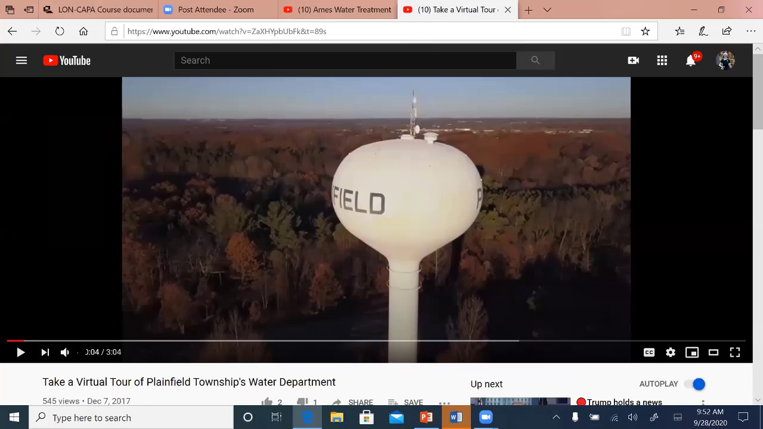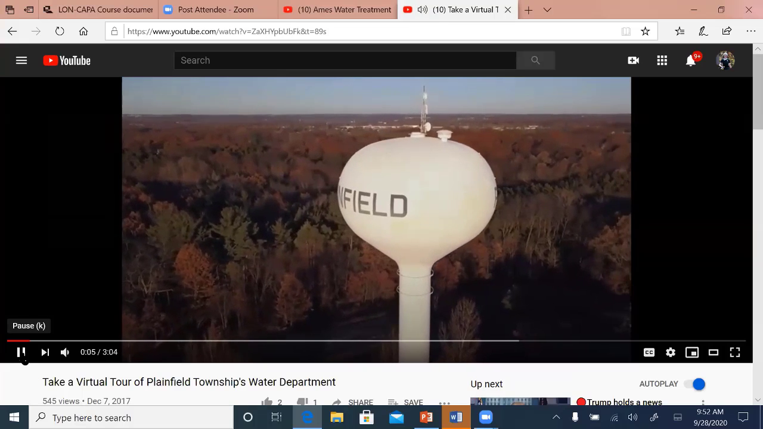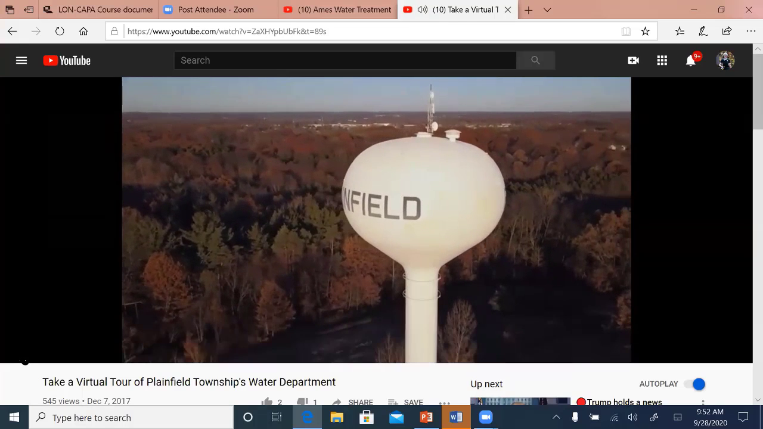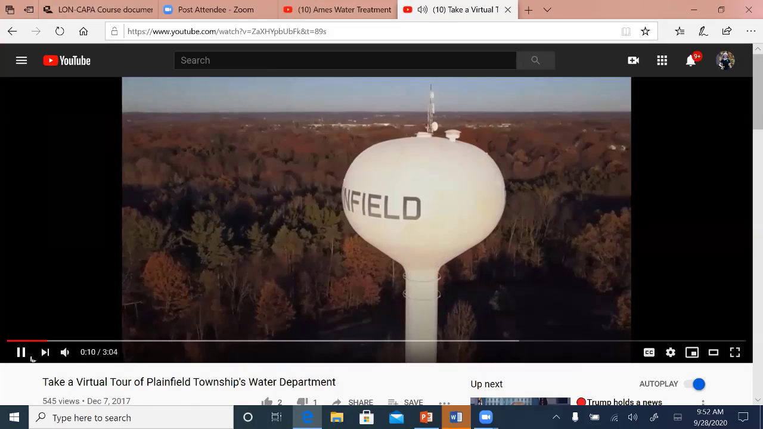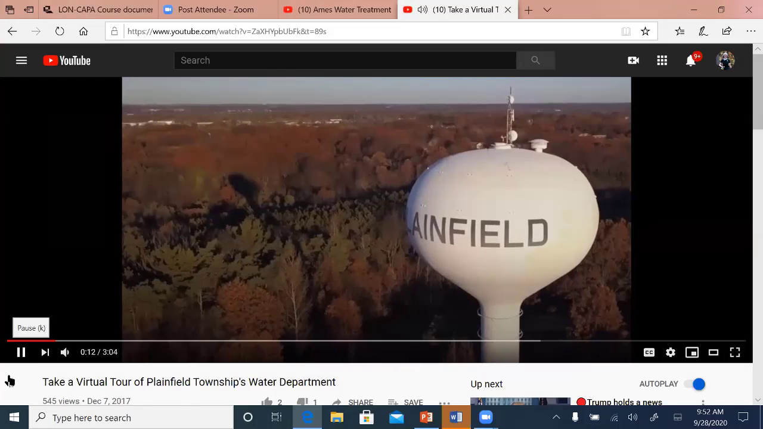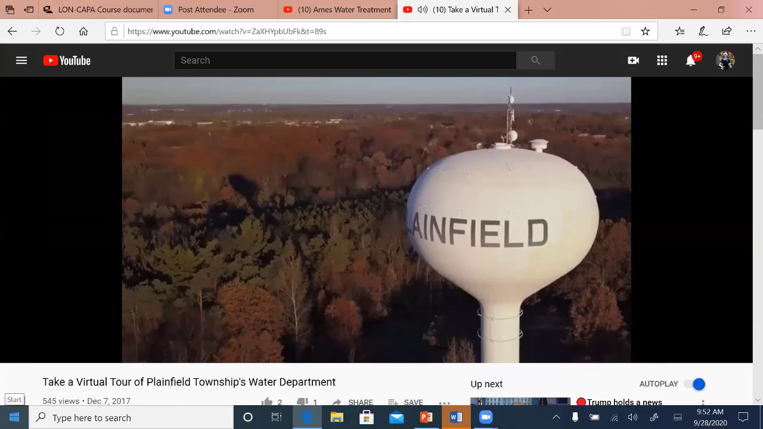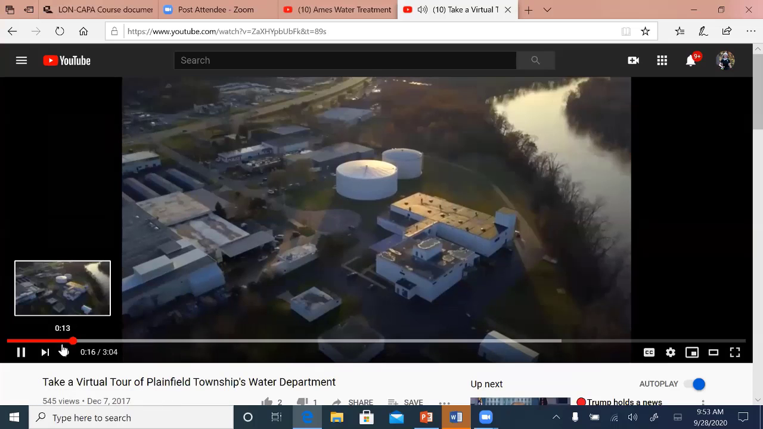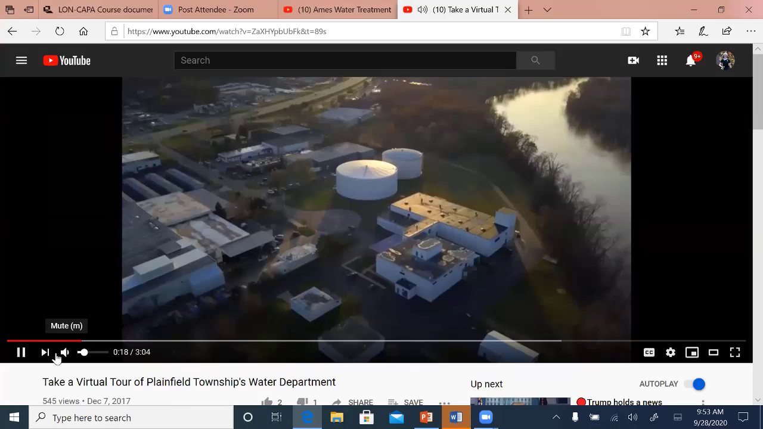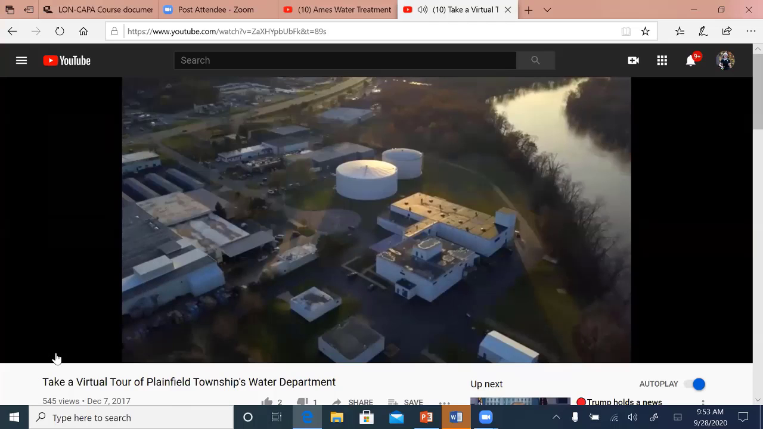And this is Plainfield Township's treatment plant. This is water from 11 wells located in 2 separate well fields around the area. These wells have the capacity to pump more than 19 million gallons of water per day into our treatment plant, where the water is then treated to meet or exceed federal and state requirements for safe, clean drinking water for more than 40,000 residents and neighbors.